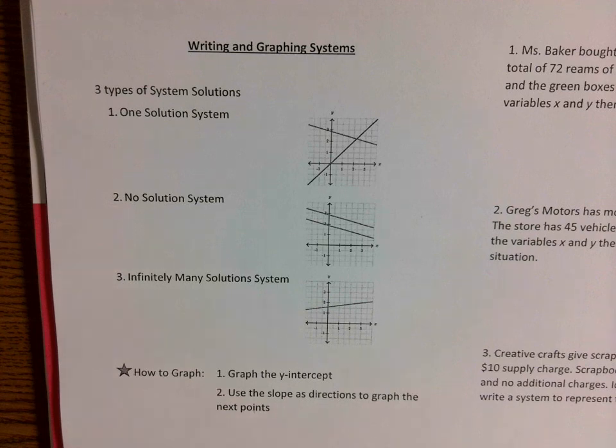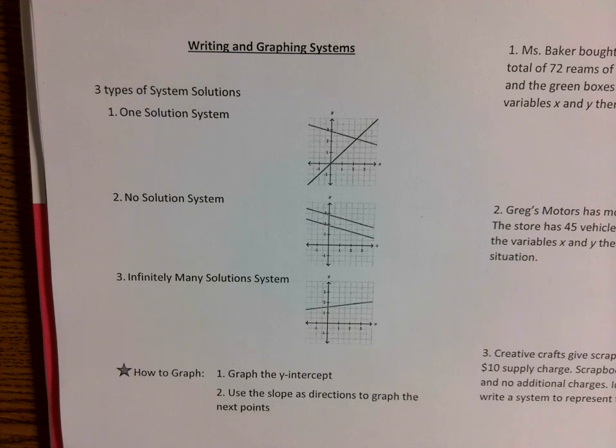and graph system of equations today. A system of equations is when you have two equations that are graphed, or two equations, two situations, in which you have a value that represents a solution to both equations or both scenarios.